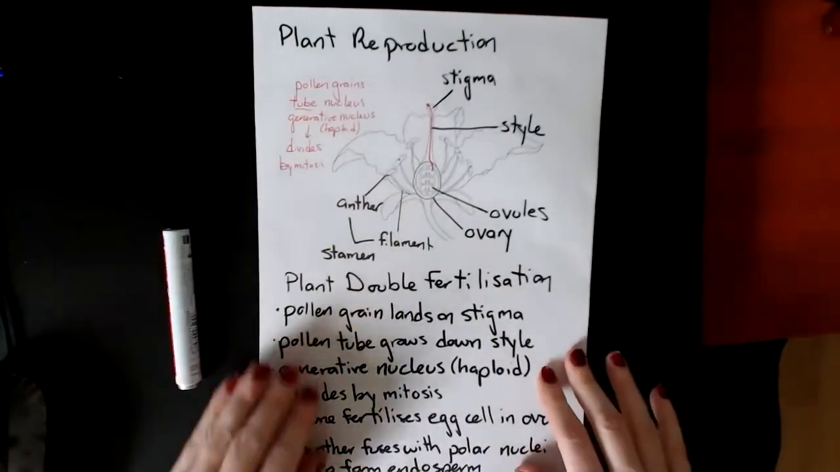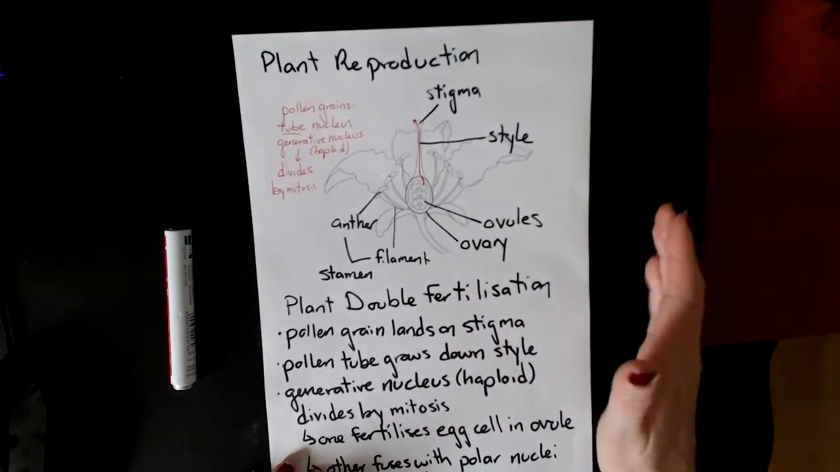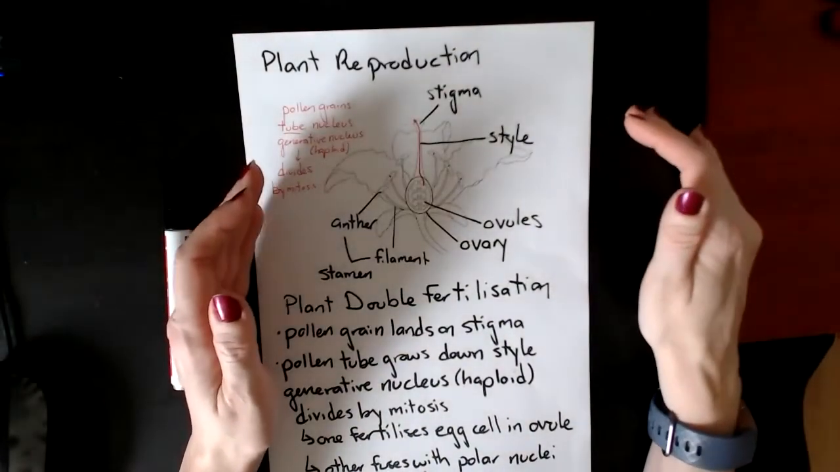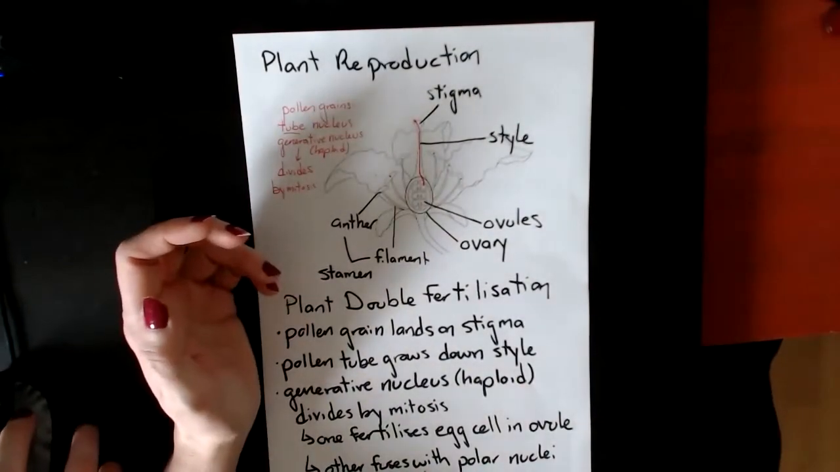Now, why do we care about this stuff? The idea is that you need to understand the fate of the ovule, especially the ovules and the ovary, and what happens to them once that fertilization occurs. What is the equivalent of those in the seed and in the fruit?